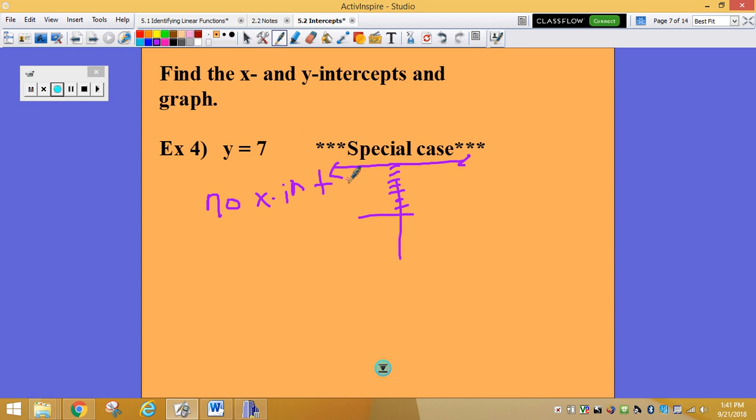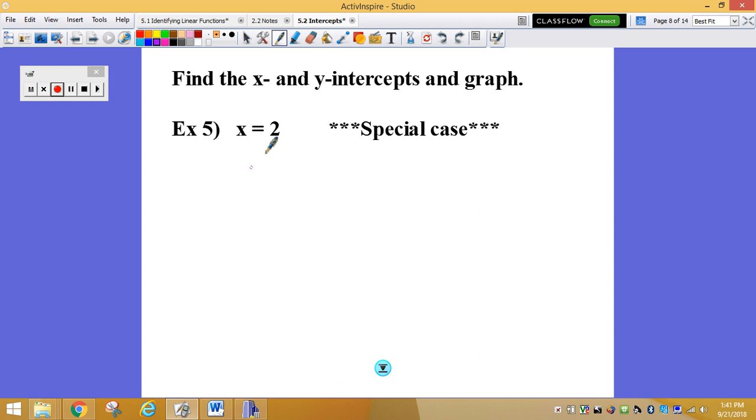So there's no x-intercept. And the y-intercept is going to be at 0, 7. So that's the first special case, when you will have no x-intercept. If it's y equals a number and there's no x, then that means there's no x-intercept. The other special case is if it says x equals a number. So this one has no y-intercept.